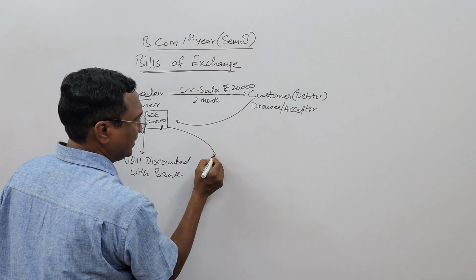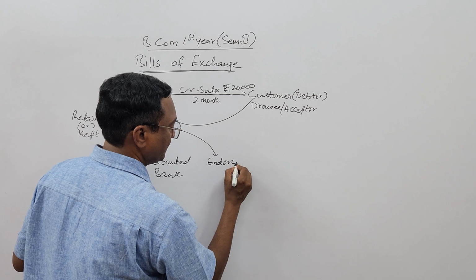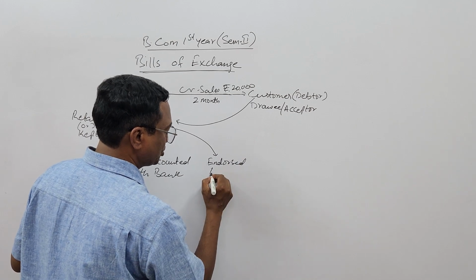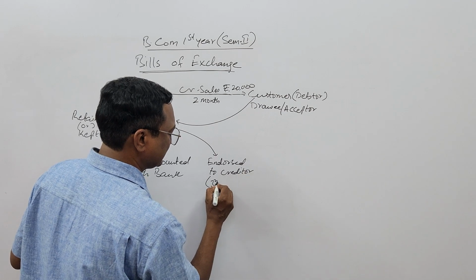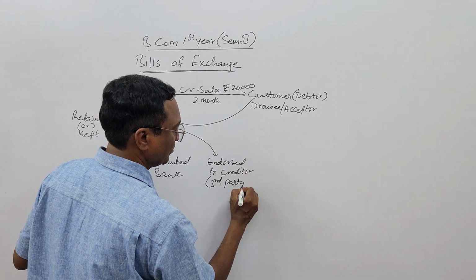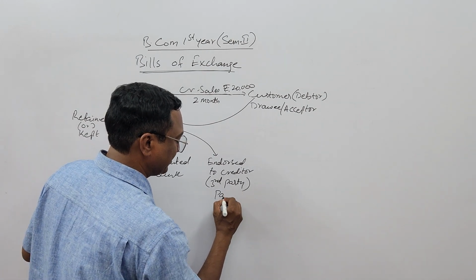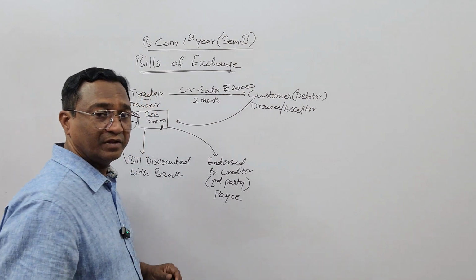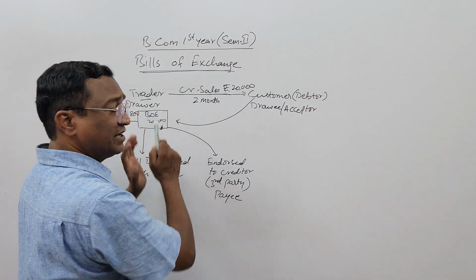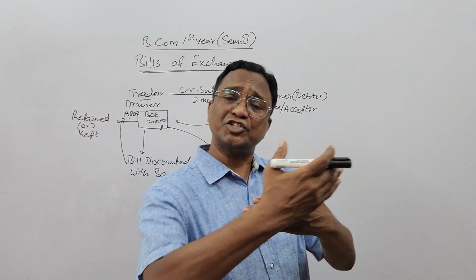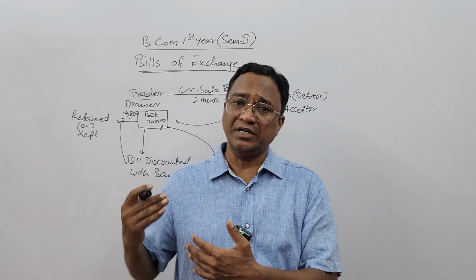The second benefit in this bill is that it can be endorsed to a creditor, or we call it a third party. This third party is called the payee. So who is a creditor here? When a trader is doing some business, definitely he will purchase stock from the supplier and then sell to the customers.